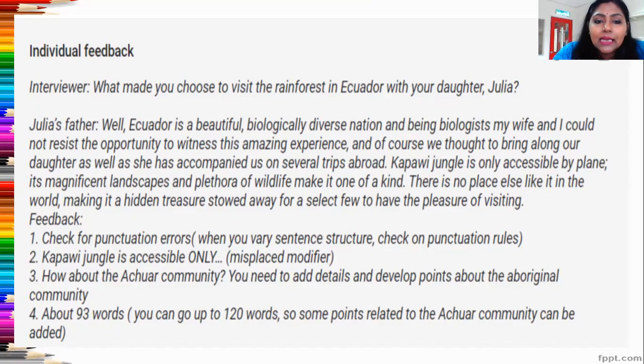Generally, this particular candidate has done justice to the first bullet point. She has included most of the important points on the reasons why Julia and also her parents visited the rainforest in Ecuador. But I personally feel that it's about 93 words, and this candidate could go up to 120 words. So some points related to the aqua community can be added there, because I feel that part is not highly or importantly mentioned in this particular answer.